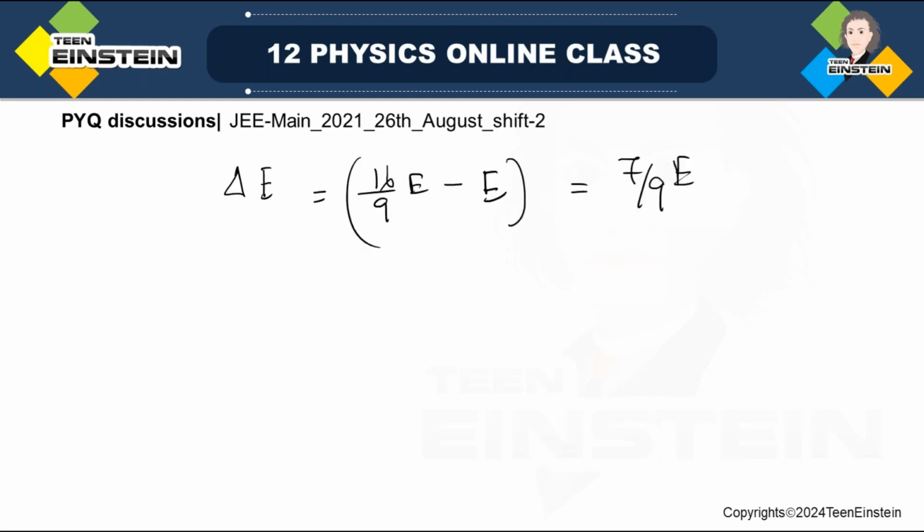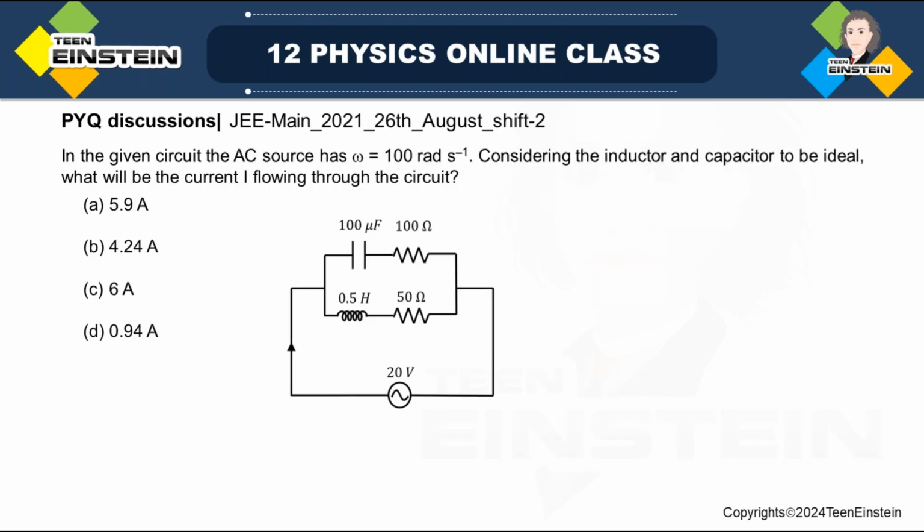Now let us go to the next problem. This problem is very, very interesting. So this problem says in the given circuit, the AC source has angular frequency given as 100 radian per second. Considering the inductor and the capacitor to be ideal, that means they don't have resistance associated with them, what will be the current I flowing through the circuit?